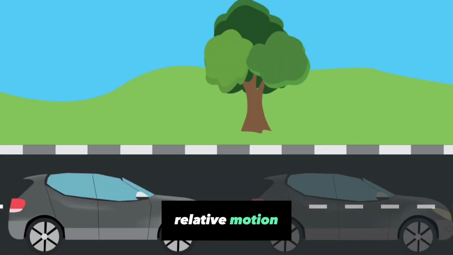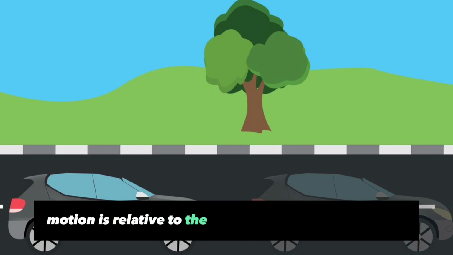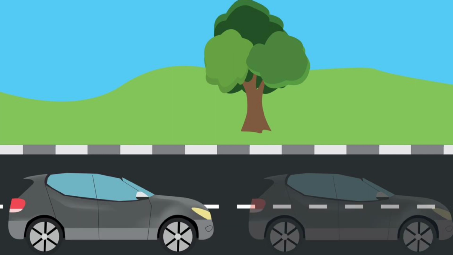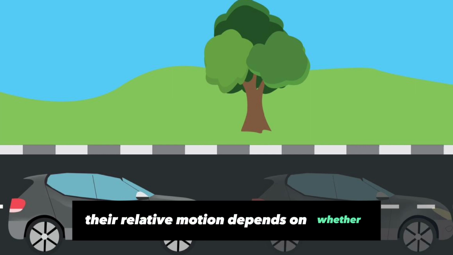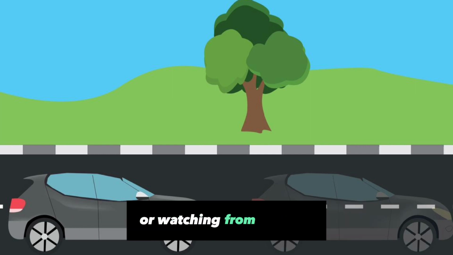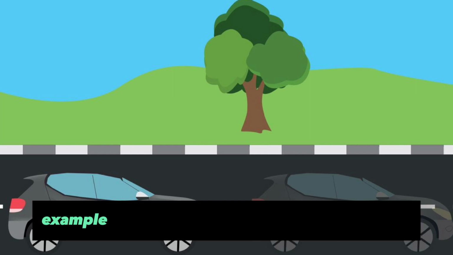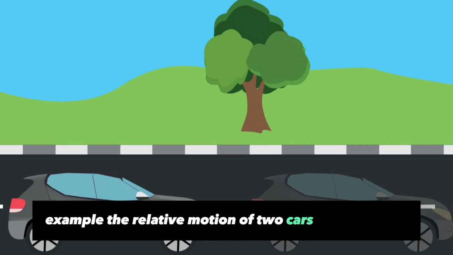Relative motion. Motion is relative to the observer's frame of reference. Imagine two cars on the highway. Their relative motion depends on whether you're in one of the cars or watching from the side. Example, the relative motion of two cars on a highway.